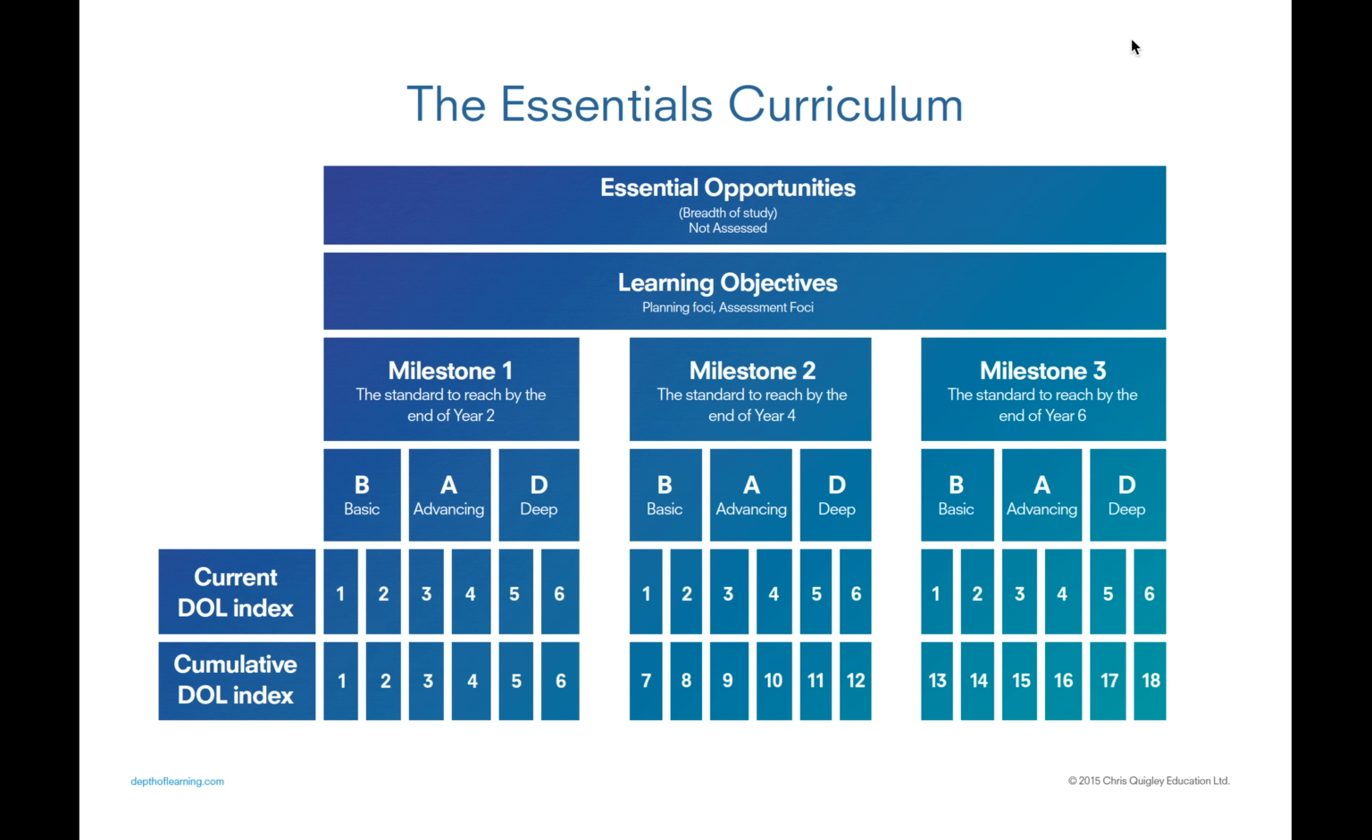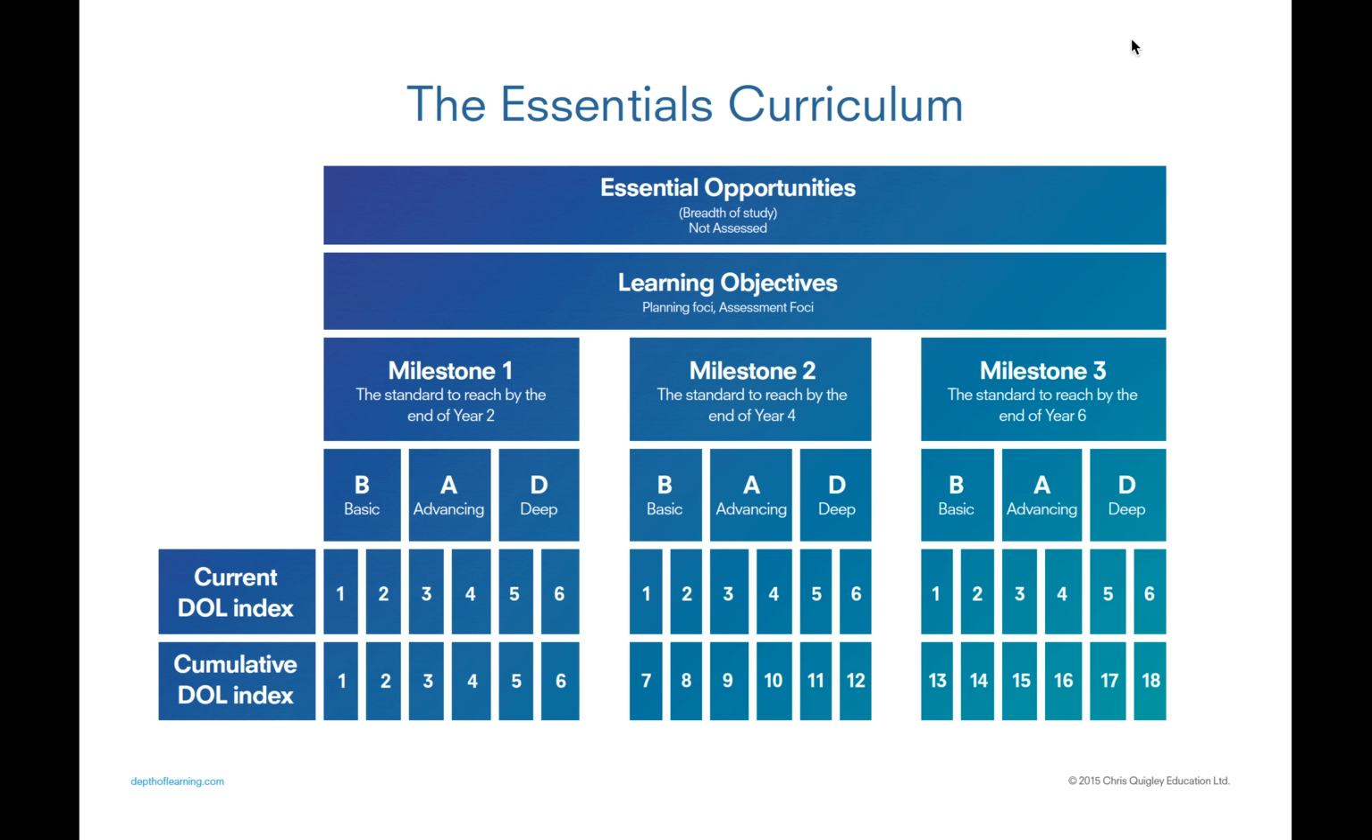So this is how the Essentials curriculum is structured. First of all, we have essential opportunities. Every subject has a section which the old national curriculum would have called breadth of study. This is important to demarcate this as opposed to programs of study because in breadth of study we have coverage. Coverage can be monitored, but it can't be assessed.